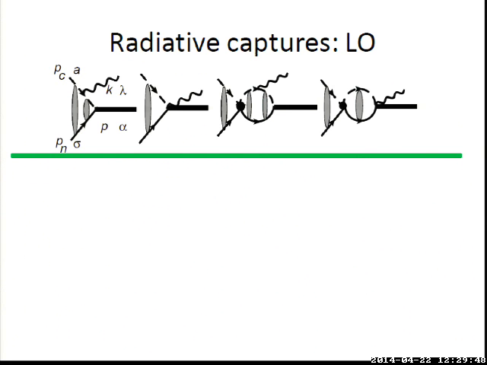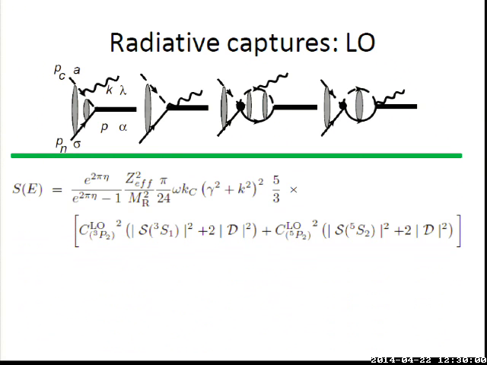And again, you can do the radiative captures. The diagrams are very similar to the lithium 7 case, except you have to include the Coulomb effect in all the intermediate states. So you can compute the cross section. So this is called the S factor. It's another way to show the cross section.